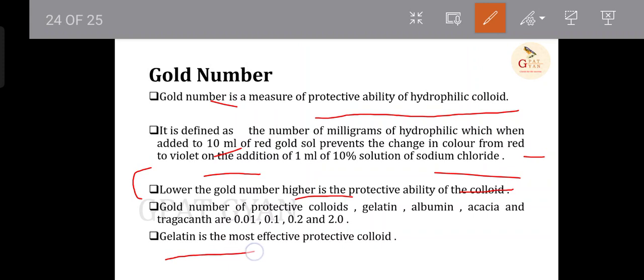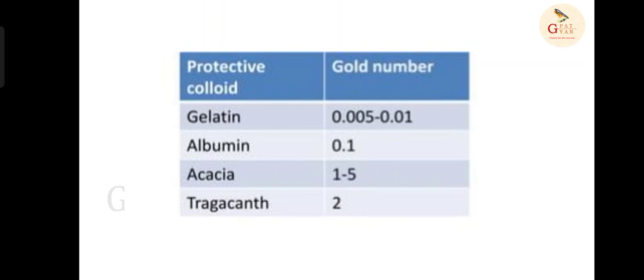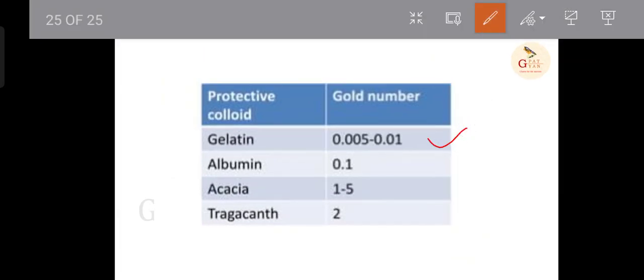Okay, gelatin is the most effective protective colloid. So you also have to remember that gelatin is the most effective protective colloid. You can easily understand that if it is an effective protective colloid, the gold number is a little bit lower. You can see in the examples: gelatin has a gold number of 0.0052 to 0.01, albumin 0.1, acacia 1 to 5, and tragacanth 2. If I am not wrong, questions came from tragacanth in 2024 GPAT. So you have to remember all these gold numbers because every one is important, and especially gelatin, as its gold number is the lowest, so the protective ability of gelatin is the most effective.